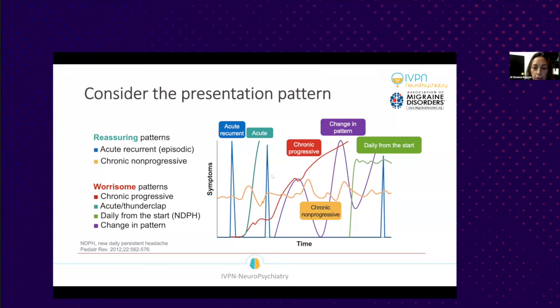Whereas worrisome patterns are, as demonstrated on this slide, when you have acute thunderclap, a chronic progressive headache, where you have a drastic change and an escalation that raises concern, any kind of drastic change in pattern as well that warrants further evaluation. Next slide.